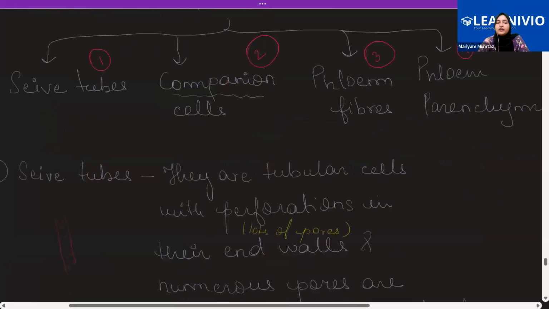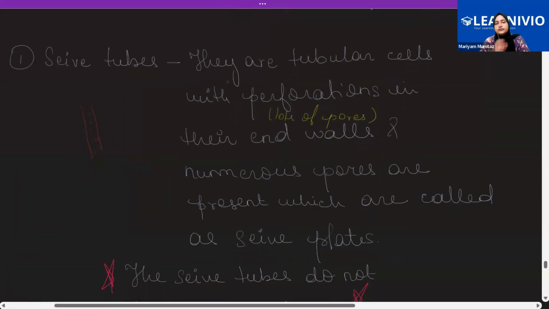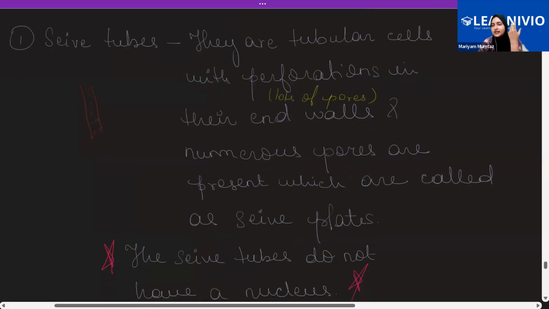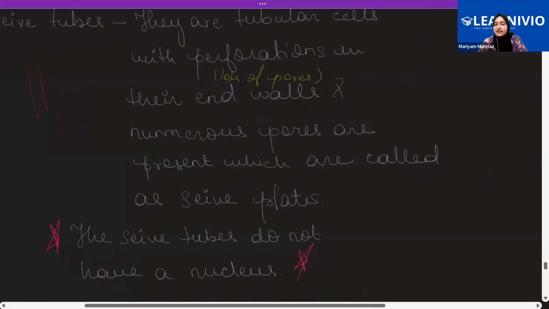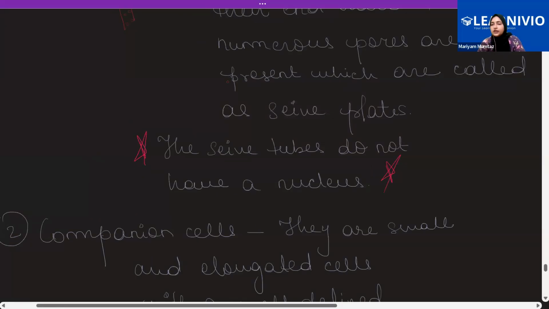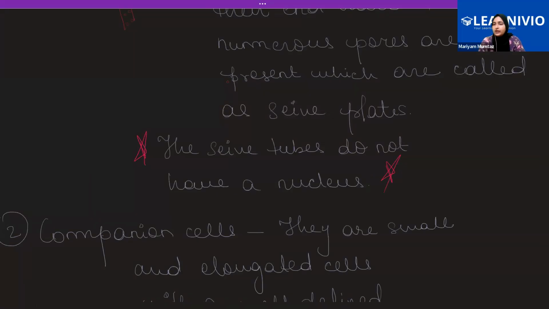Now, the 4 components of the phloem are sieve tubes, companion cells, phloem fibers, and lastly the phloem parenchyma. Now, when we talk about the first component, the sieve tubes: these are tubular cells, meaning they are tube-like cells that have perforations. Perforation means they have a lot of tiny pores, which provides them a sieving effect. Sieving means straining effect. So that is why they are called sieve plates. And remember that the sieve tubes do not have a nucleus of their own.